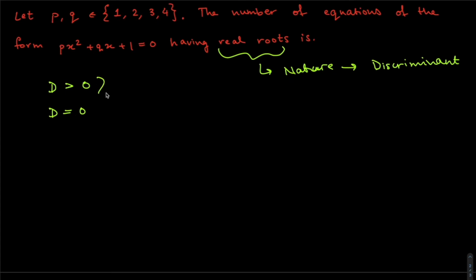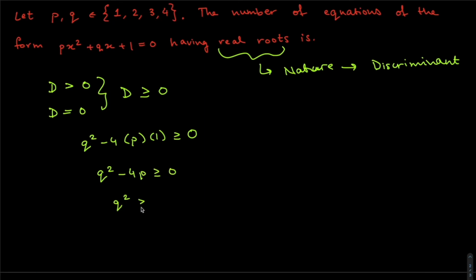So we can take both of them. That's why I'm going to say that the discriminant must be greater than or equal to 0. So if I want the discriminant to be greater than or equal to 0, I'm going to do b squared minus 4ac, right? So b squared is what? q squared minus 4 times p times 1 should be greater than or equal to 0. So I'm going to have q squared minus 4p should be greater than or equal to 0. Or if you want, you can also say q squared must be greater than or equal to 4p.